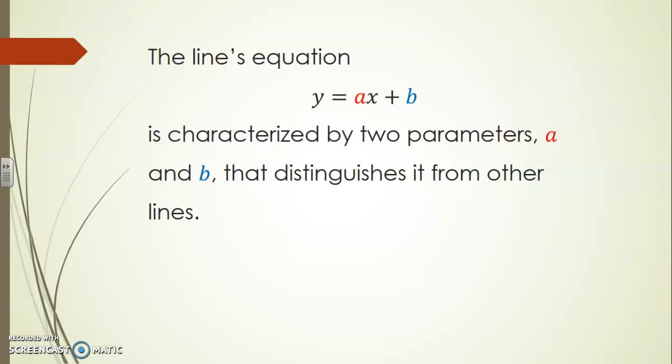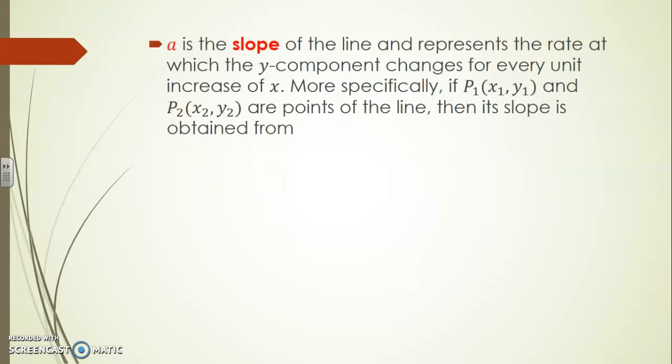The line's equation shows two different parameters, a and b, that characterize the line and distinguish it from any other. A is the slope of the line and represents the rate at which the y component changes for every unit increase in x. More specifically, if point P1 and P2 are points of the line, then the line slope is obtained from the ratio y2 minus y1 over x2 minus x1. Frequently, you'll read delta y over delta x in some math books when generating the definition of the slope.